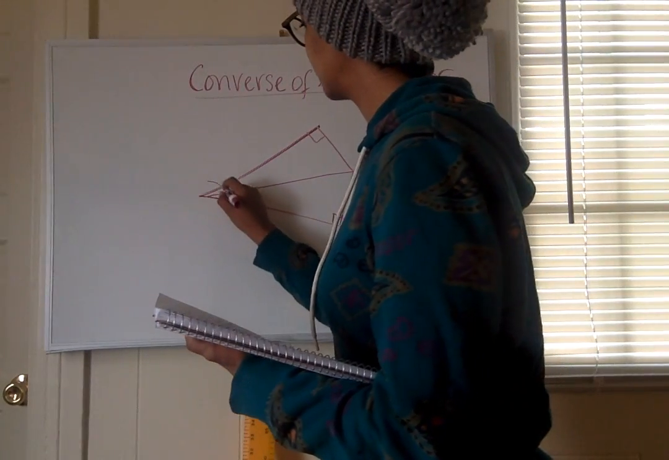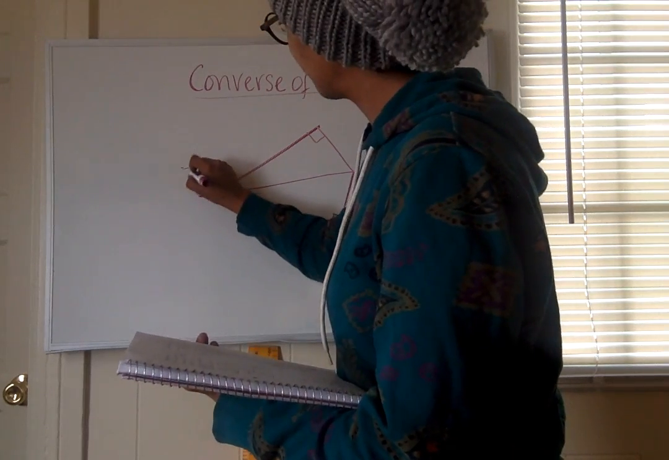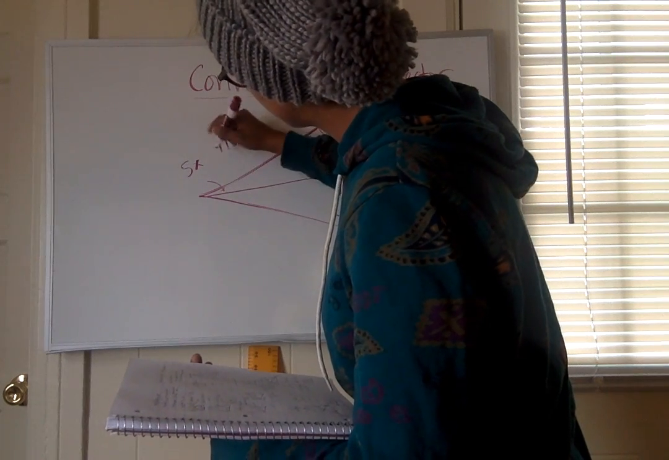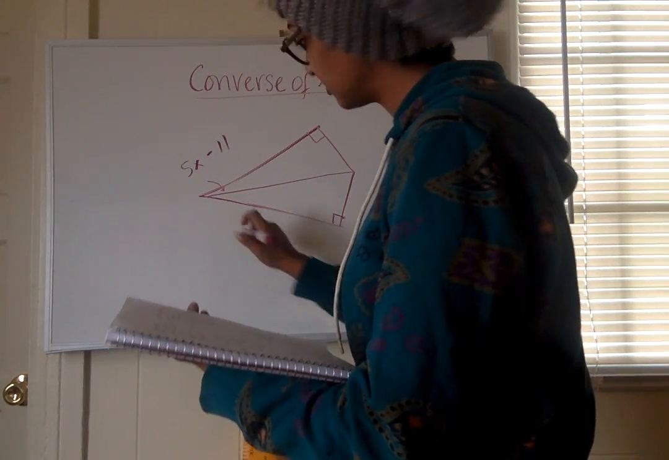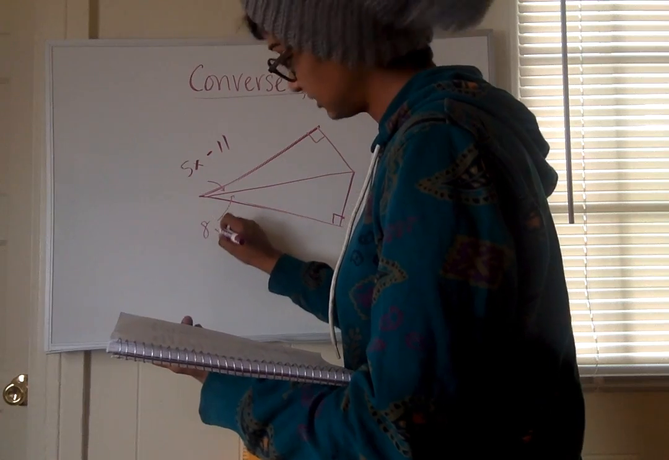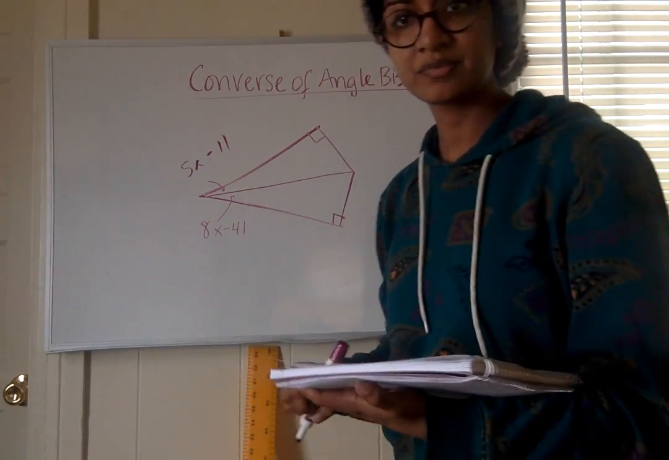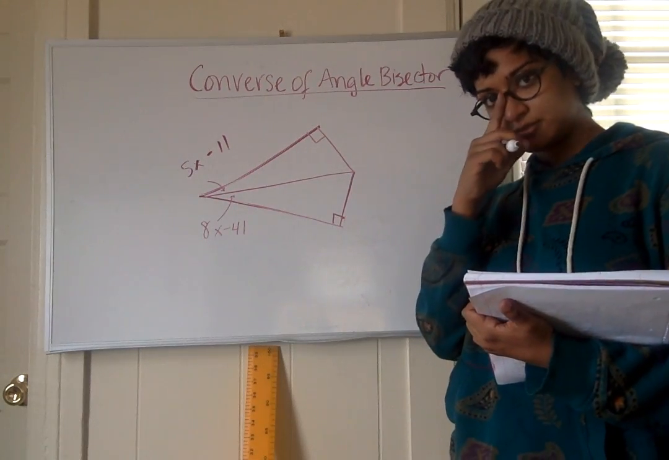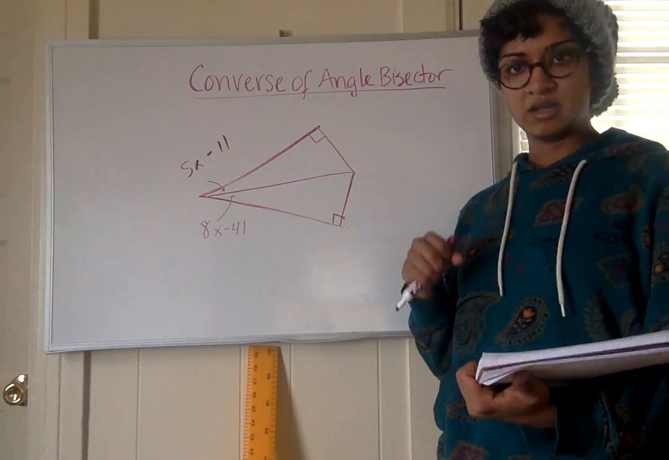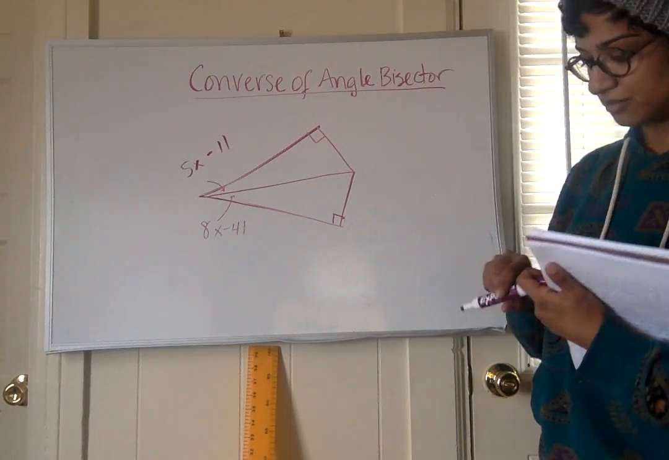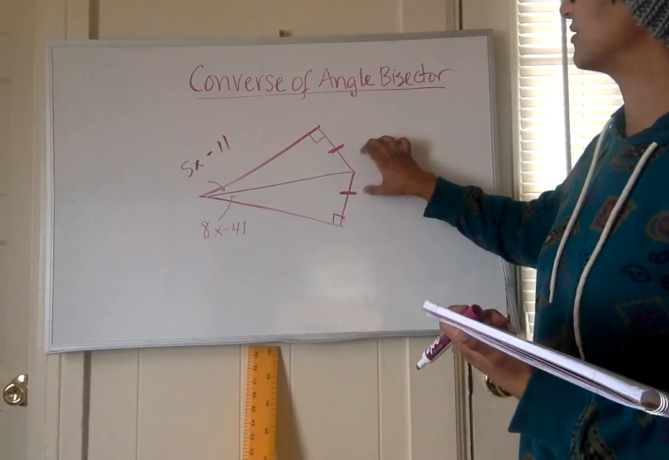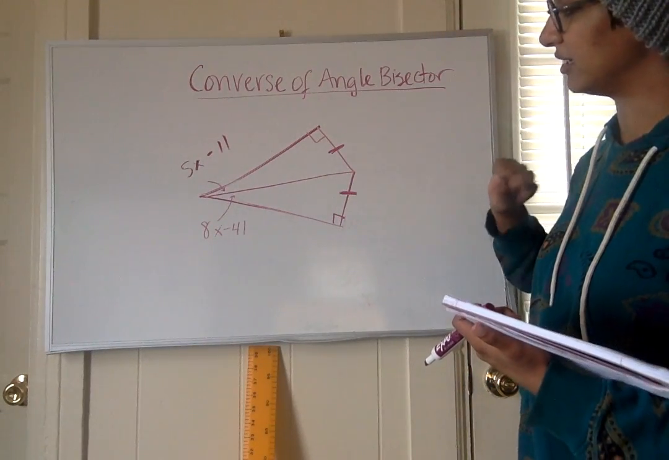If I give you that this angle measurement is 5x minus 11, sorry, and this one is 8x minus 41, go ahead and do this problem. You can pause it. However, I'll explain it. This is congruent to this. This is the requirement of the converse. These sides need to be congruent.